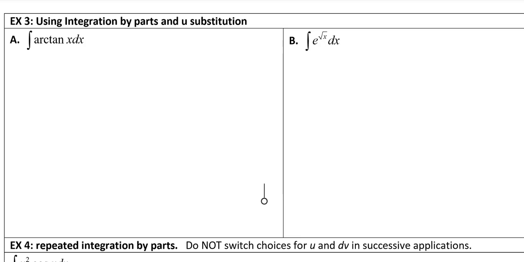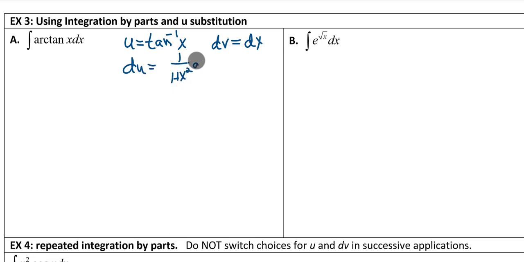Okay, so for this one, we're going to start just like we normally did, but what we're going to see is we're going to need a u substitution in the middle. So for this one, this is an inverse trig, so that's going to be my u, and I'm going to write it this way for space. dv is going to be my dx. So when I take the derivative of inverse trig, du is going to be 1 over 1 plus x squared dx, and v is just going to be x.